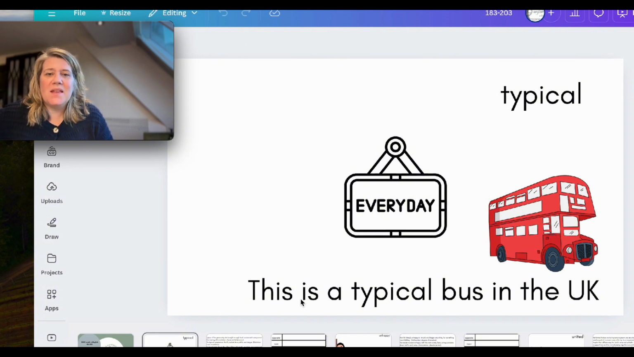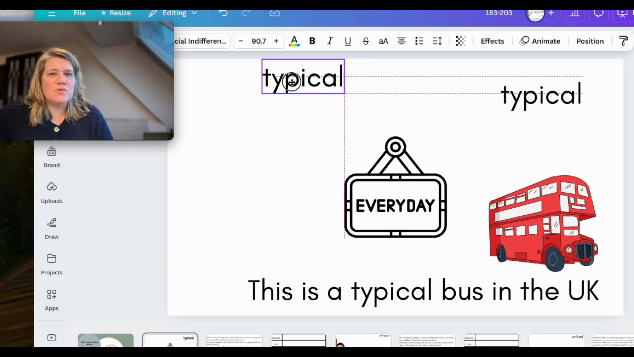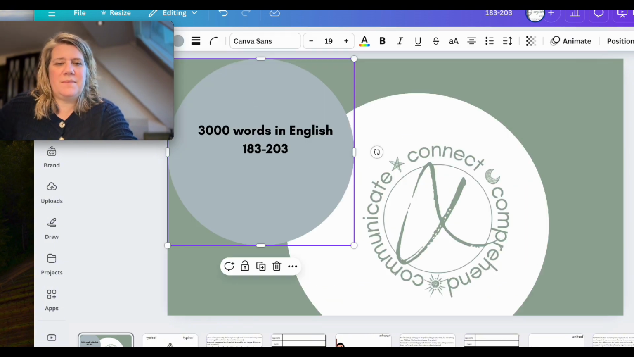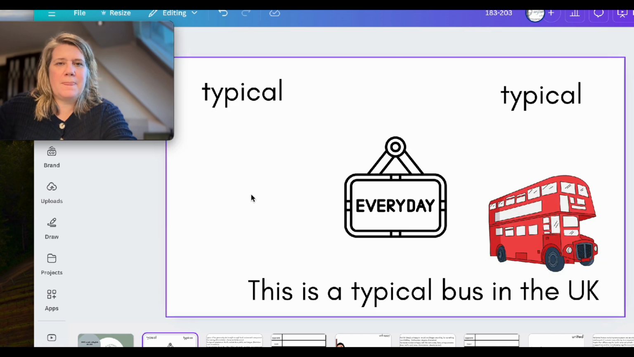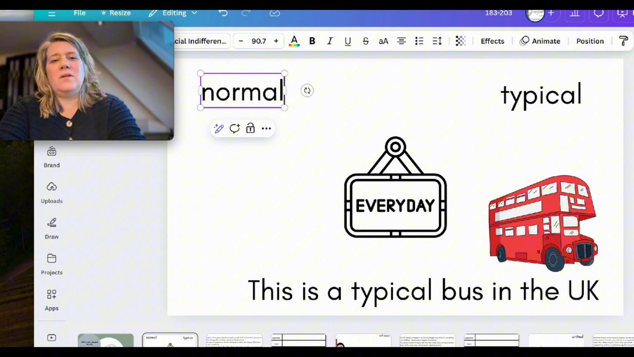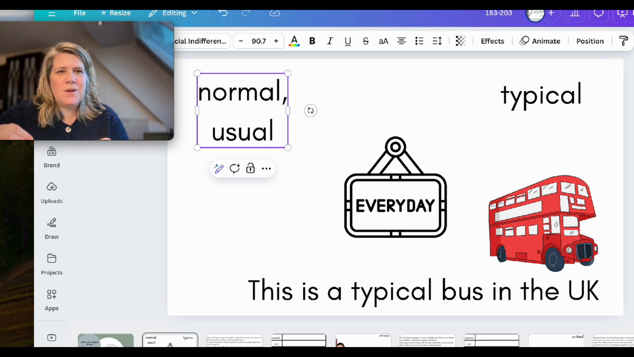Typical. This is a typical bus in the UK. Typical means everyday, normal, usual, what's expected. Normal. Why does it do that? Normal, usual. So I'm using the word normal for typical.